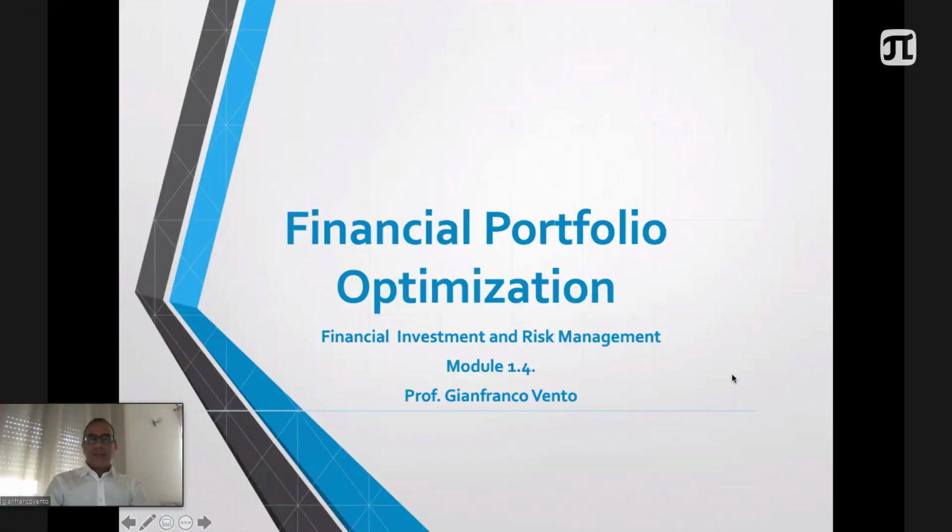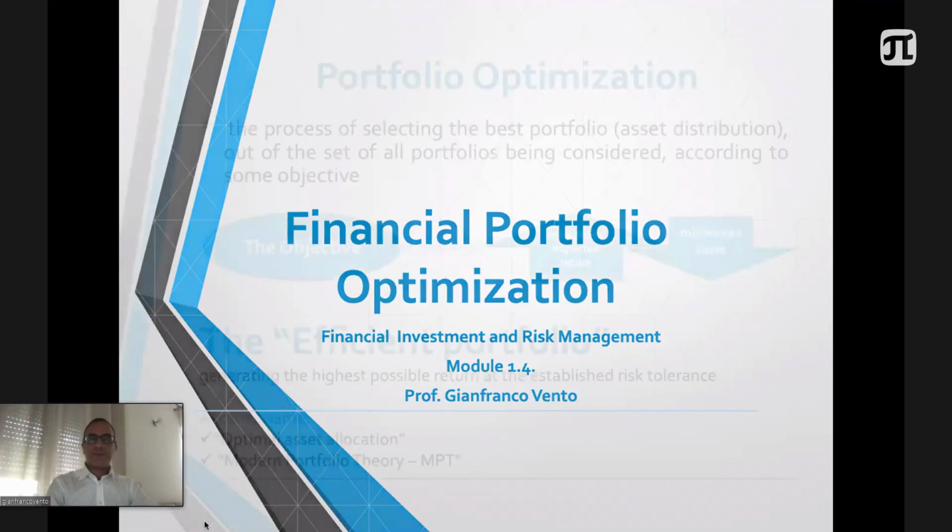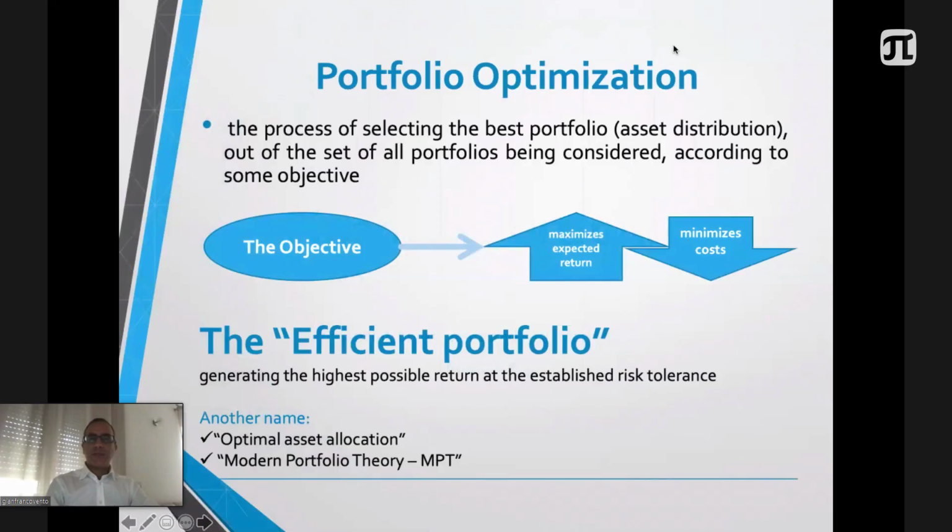Good day. In this lecture, we are going to talk about financial portfolio optimization. We'll try to understand what is financial portfolio optimization. Well, portfolio optimization is the process of selecting the best portfolio, the best asset distribution in simple words, out of a set of all portfolios being considered according to some objectives.